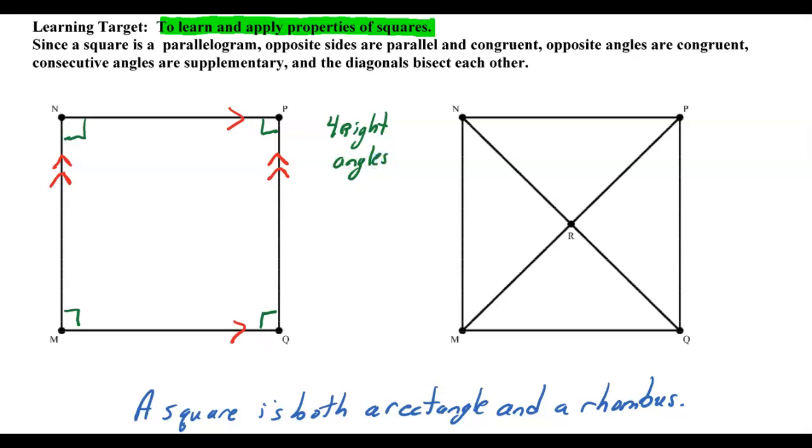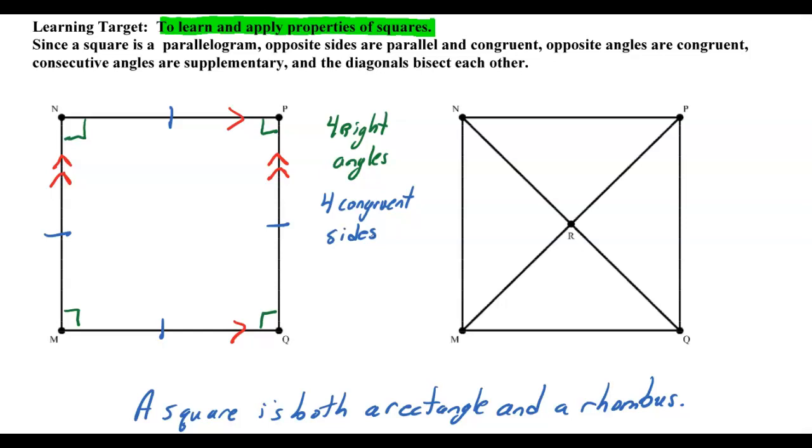Since a square is also a rhombus, the opposite sides are congruent, and in fact, all 4 sides are equal. So we have 4 congruent sides. Opposite angles, notice, are still congruent, and consecutive angles are still supplementary.